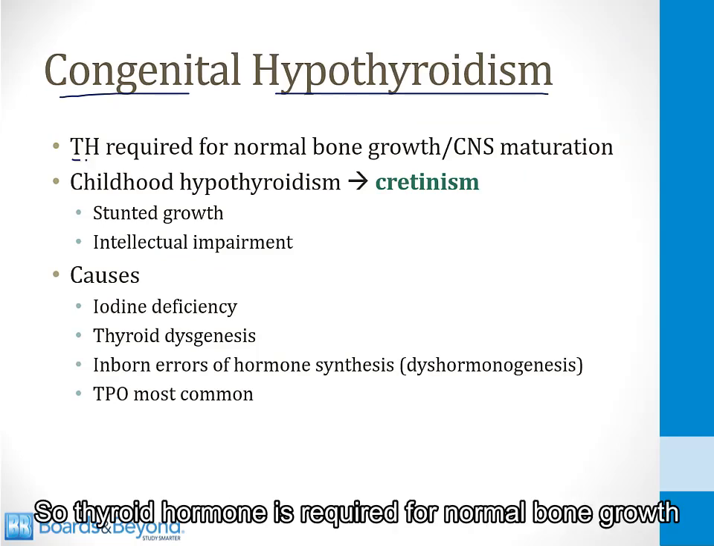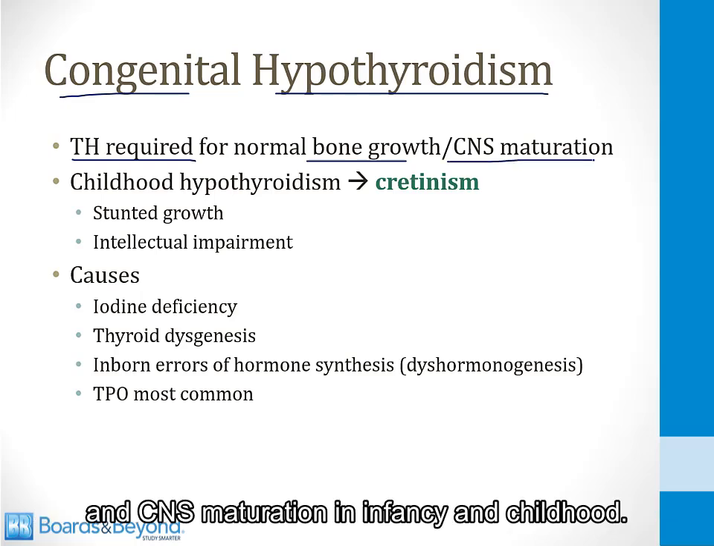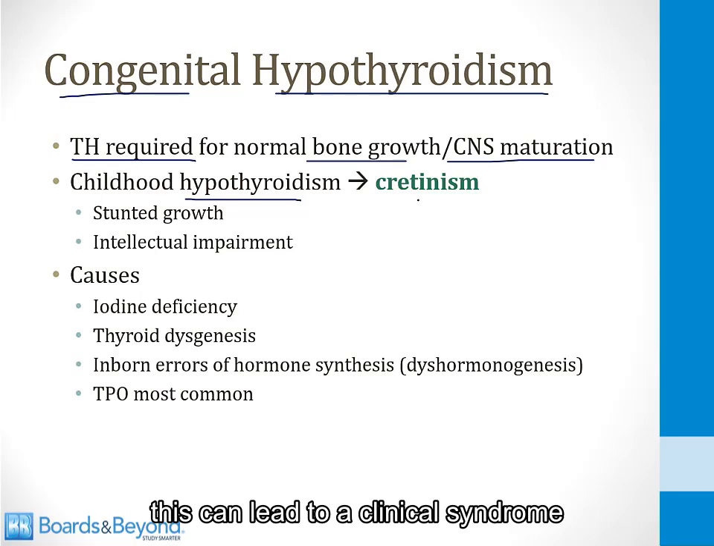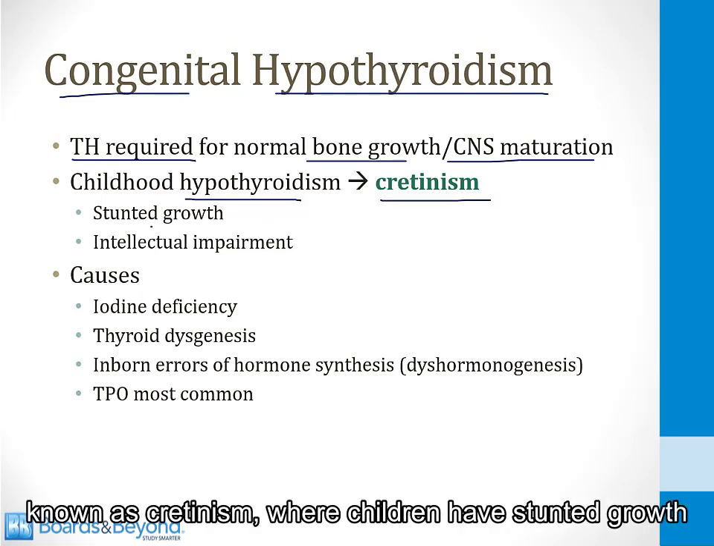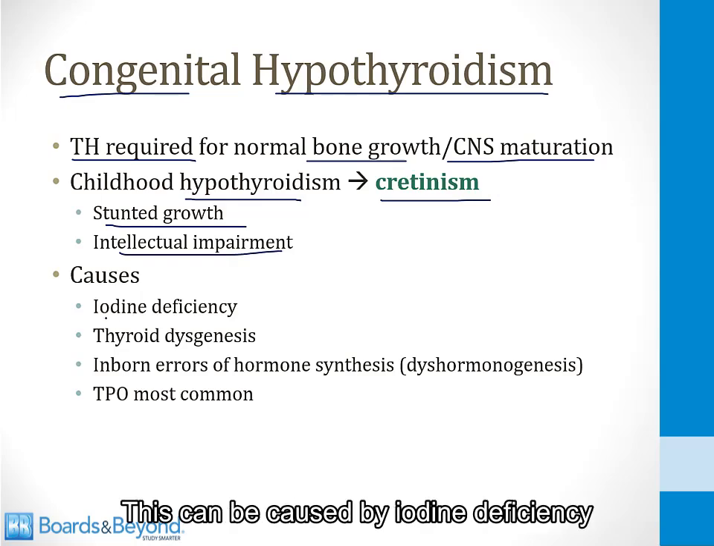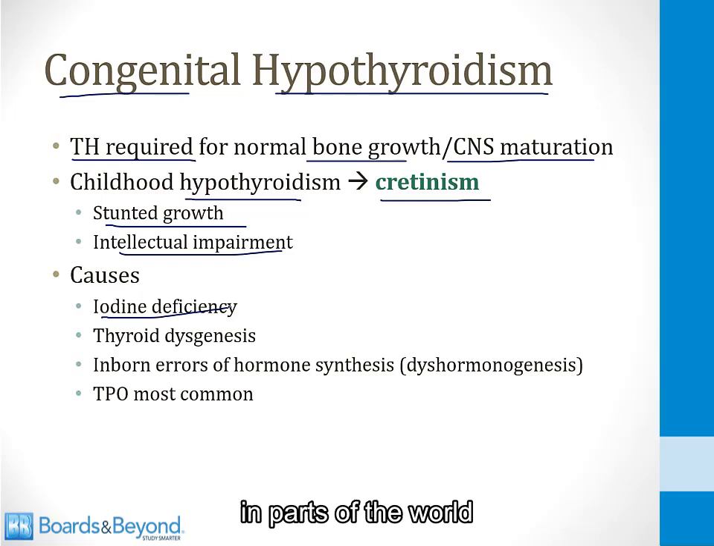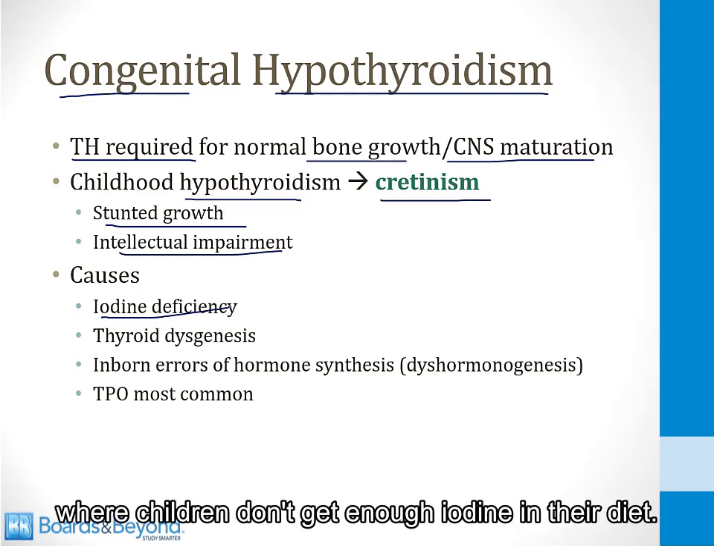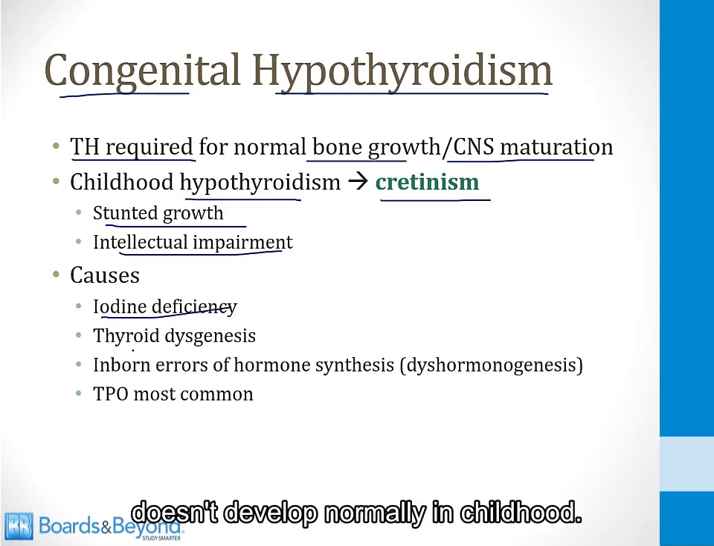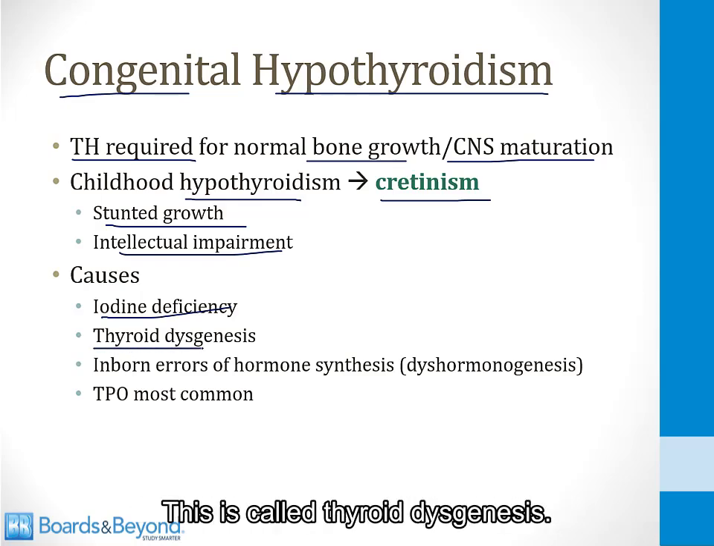So thyroid hormone is required for normal bone growth and CNS maturation in infancy and childhood. So when children develop hypothyroidism, this can lead to a clinical syndrome known as cretinism, where children have stunted growth and intellectual impairment. This can be caused by iodine deficiency in parts of the world where children don't get enough iodine in their diet. It can also occur if the thyroid doesn't develop normally in childhood. This is called thyroid dysgenesis.